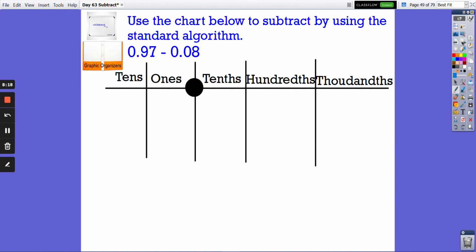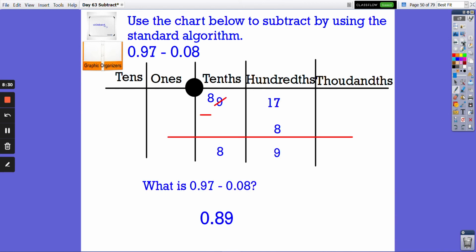On your whiteboard or in your graphic organizers, let's go ahead and try this problem. We have 97 hundredths minus 8 hundredths. Pause the video. Okay, if you did your work, you would end up with 89 hundredths. We had to borrow or regroup to make that 7 into 17 because we can't do 7 minus 8. So we had to regroup there and ended up with 89 hundredths.